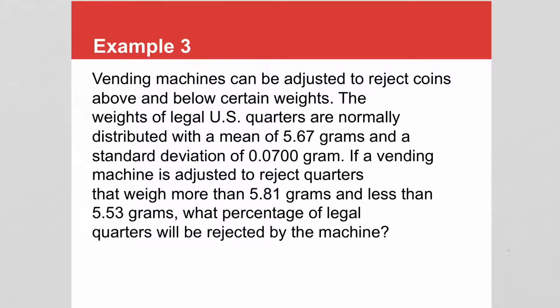Example 3 says vending machines can be adjusted to reject coins above and below certain weights. The weights of legal U.S. quarters are normally distributed with a mean of 5.67 grams and a standard deviation of 0.07 of a gram. If a vending machine is adjusted to reject quarters that weigh more than 5.81 grams and less than 5.53, what percentage of legal quarters will be rejected?